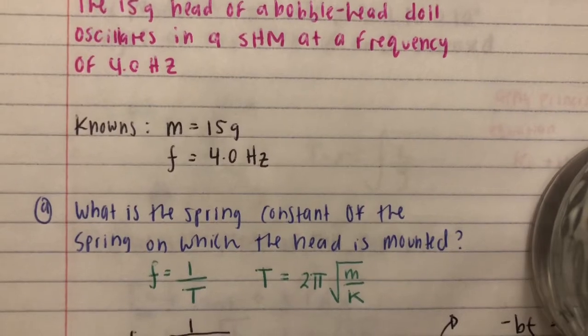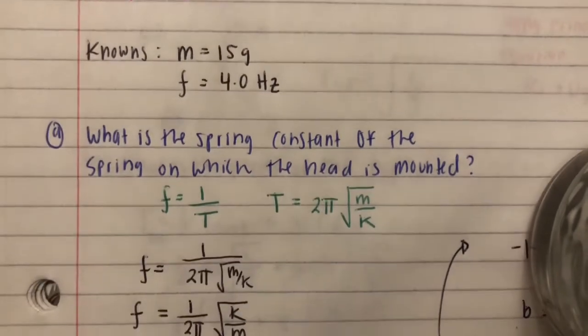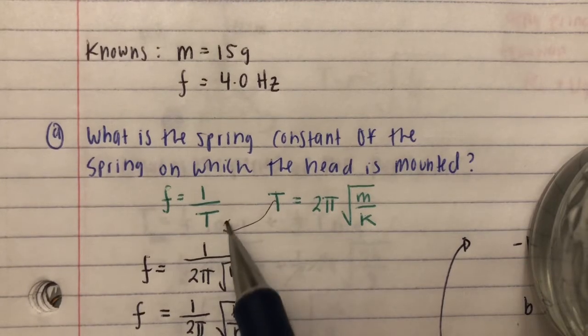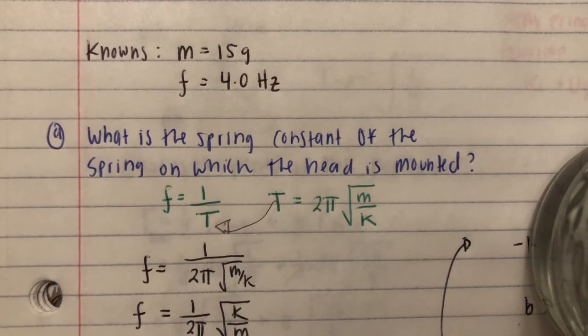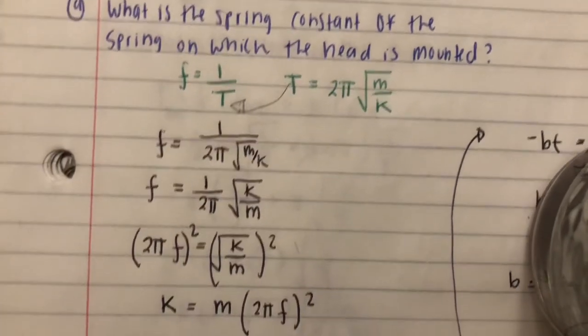So I just used these two equations that we know, which is the frequency equals 1 divided by the period, and the period equals 2 pi times the square root of mass divided by the spring constant. So I just plugged the period into here. And then it gives me this, and I'm essentially just solving for k.